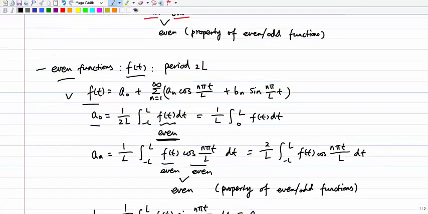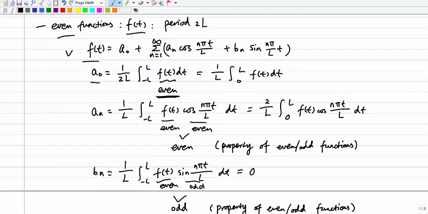And an is 1 over L times the integration from negative L to positive L of f(t) times cosine(nπt/L) dt. Here f(t) is even, cosine is even, so even times even is even. That's also the property of even and odd functions mentioned in the previous video. So the integration is twice that, 2 over L times the integration from 0 to L of f(t) times cosine(nπt/L) dt.